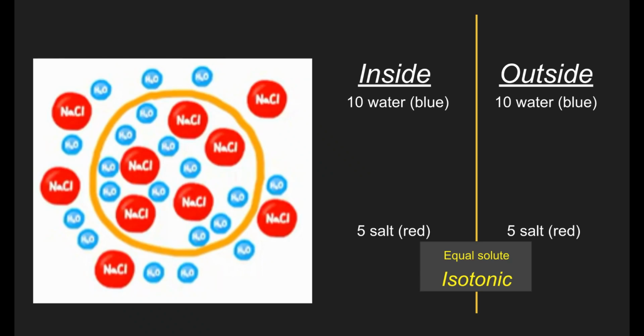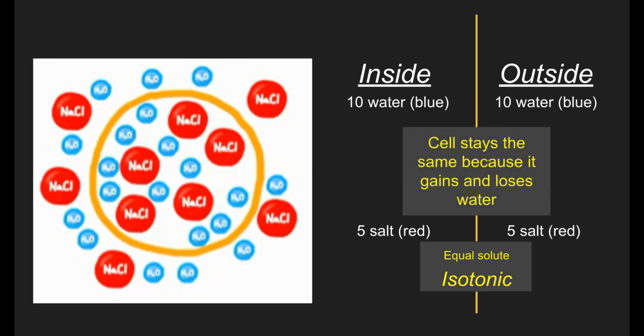When you have a case that's isotonic, then cells will remain the same size because water is going to move in and out at an equal rate. So it's not like water's only going to come in or water's only going to go out. Water's coming in and out, and it's doing so at an equal rate. So the cell just stays the same size. Okay, so you've seen how cells maintain homeostasis through diffusion and osmosis.